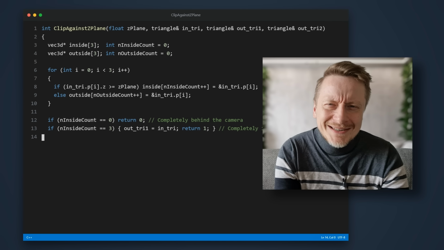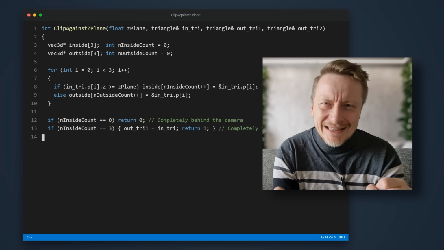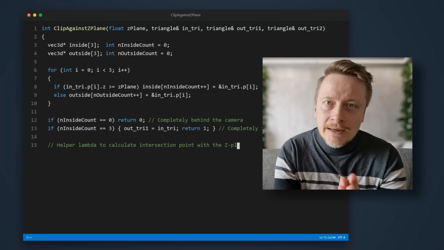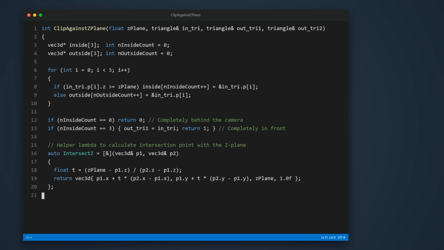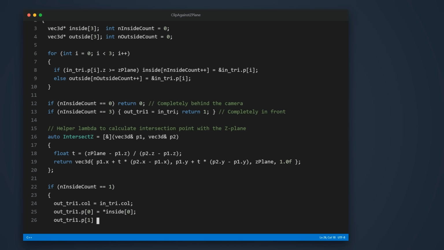But there are 2 tricky scenarios where the triangle physically intersects the glass. Let's look at the helper lambda inside the function, intersectZ. It asks a simple question. What percentage of the line lies in front of the glass? It calculates a ratio t by looking at the depth z and then uses that percentage to interpolate the x and y coordinates. Pure linear interpolation to find the exact molecular point where the line touches the glass.